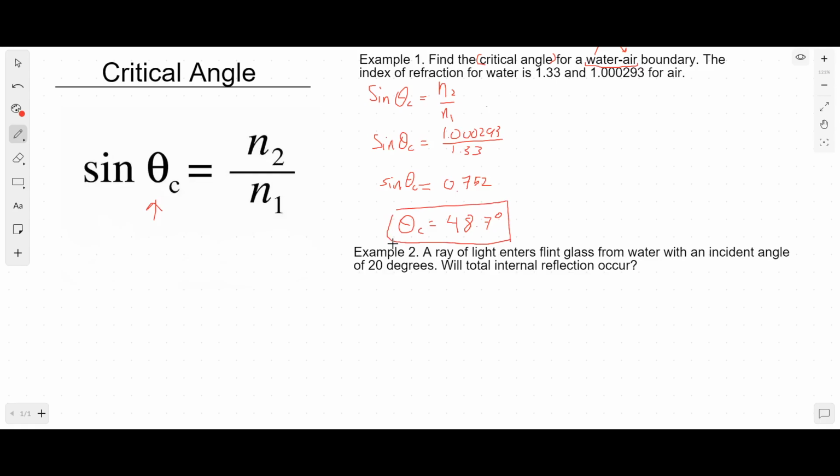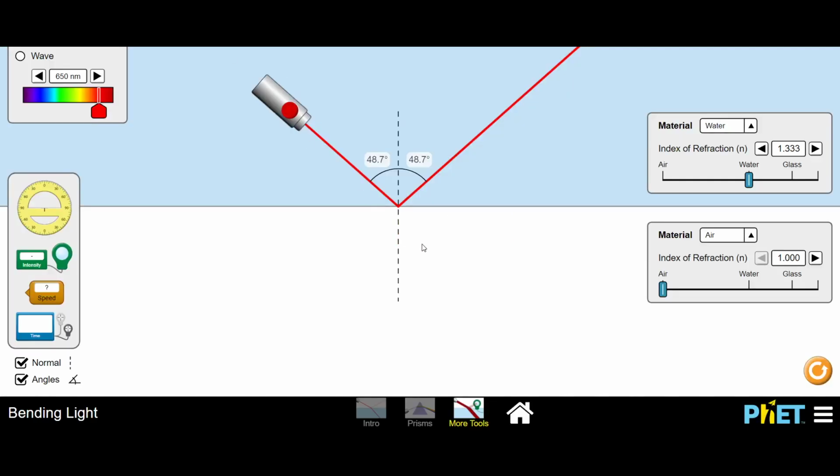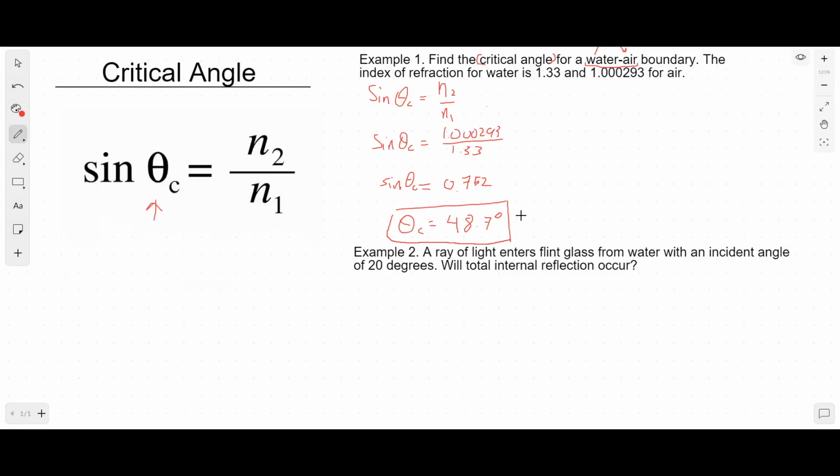So, between water and air, if you shine your ray of light 48.7 degrees with the normal line, you will get total internal reflection. Now, it's not a coincidence that that's the angle that we have here for water and air because that's the critical angle. So I've just solved for it to show you how we reach that number. Now keep in mind, if the angle is any greater than this number, you'll have total internal reflection. This is just the minimum number.